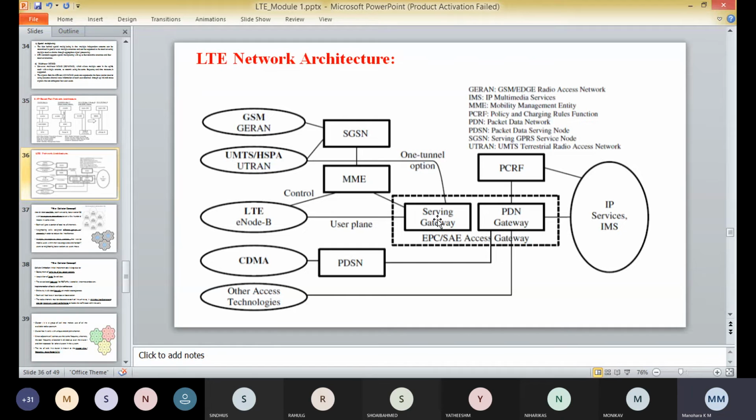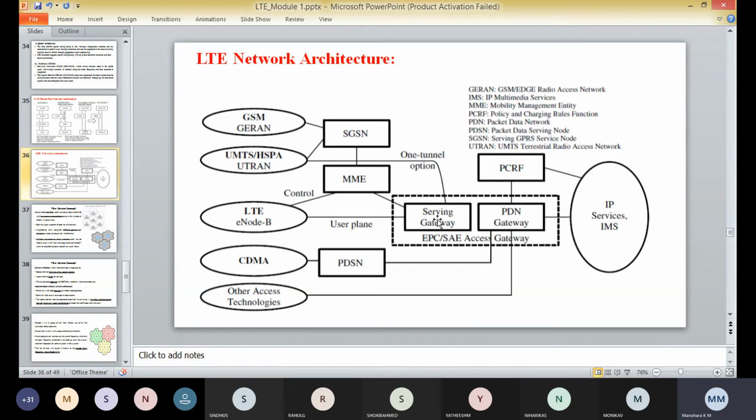The SGW's other functions include lawful interception, packet routing and forwarding, transport level packet marking in the uplink, and downlink accounting support for per user and inter-operator charging.